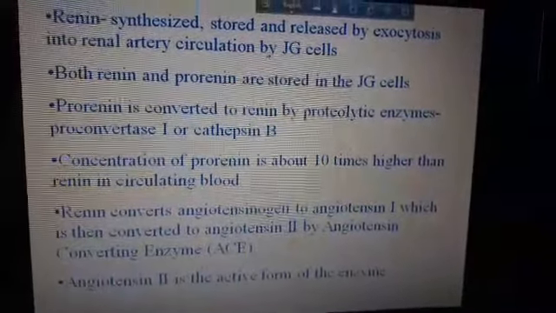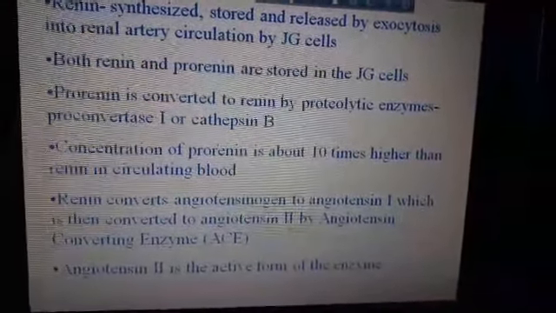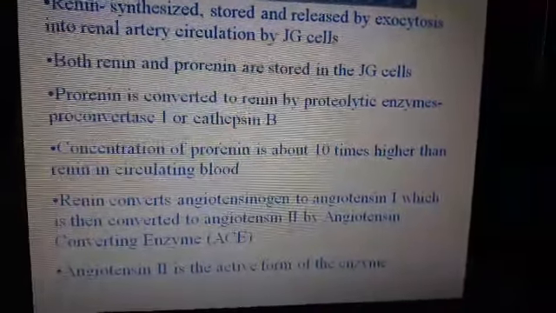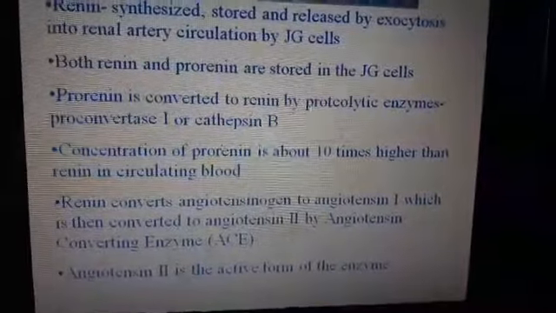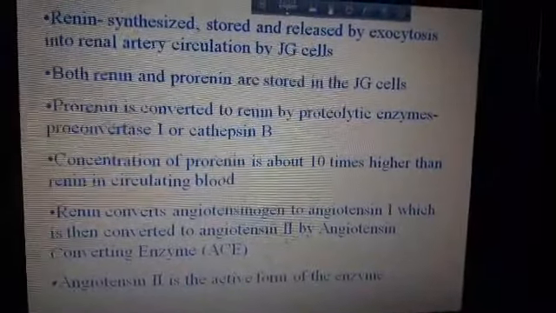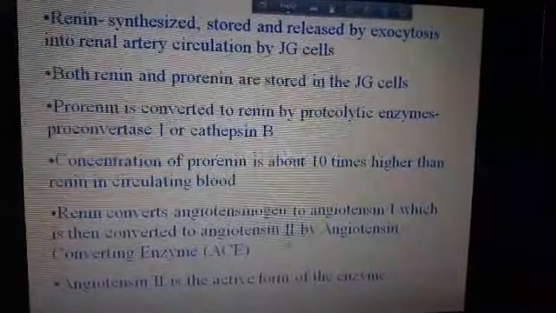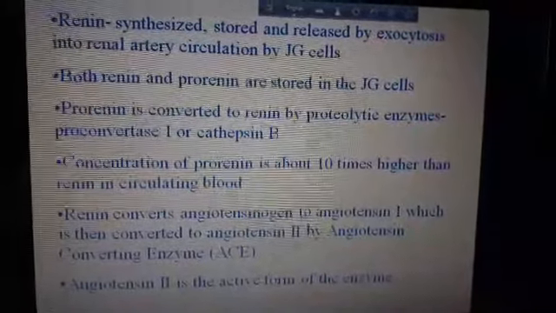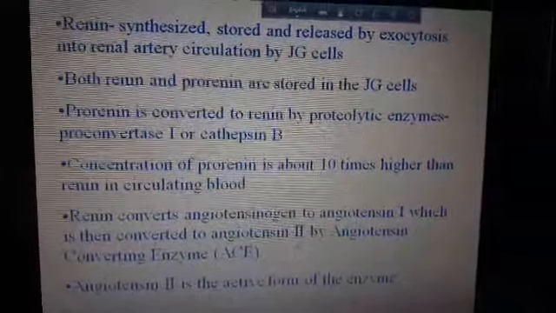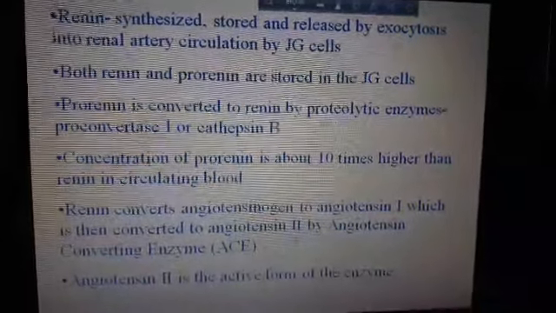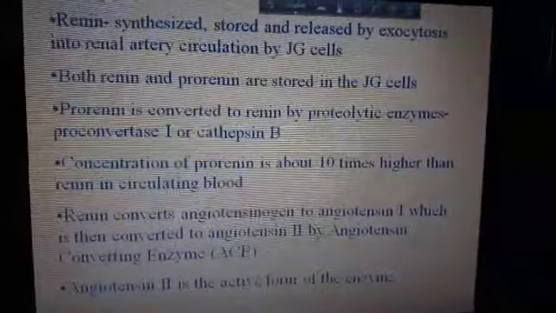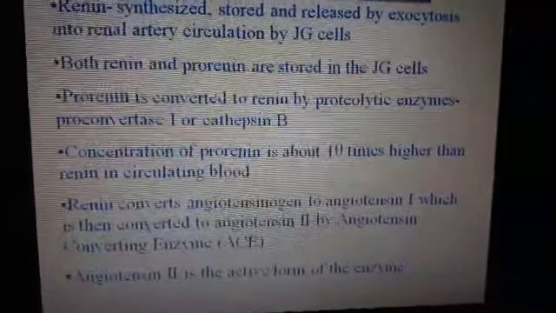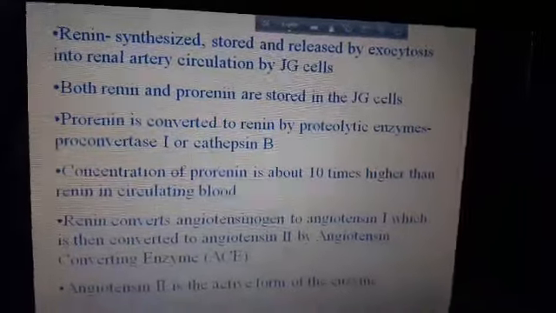And what is the major function of renin? It converts angiotensinogen to angiotensin 1, and then angiotensin 1 is converted to angiotensin 2 by angiotensin converting enzyme, and angiotensin 2 is the active form. So there are 4-5 molecules we have heard so far. Renin helps in conversion of angiotensinogen to angiotensin 1, and then angiotensin 1 is converted to angiotensin 2, which is the active molecule. That conversion is done by the angiotensin converting enzyme.